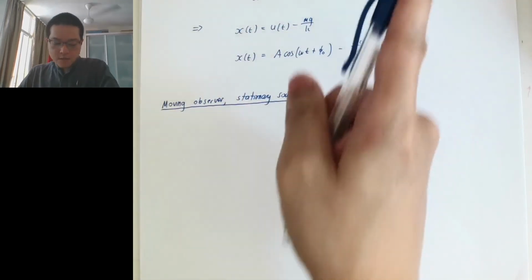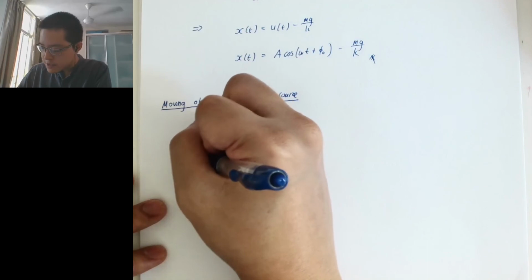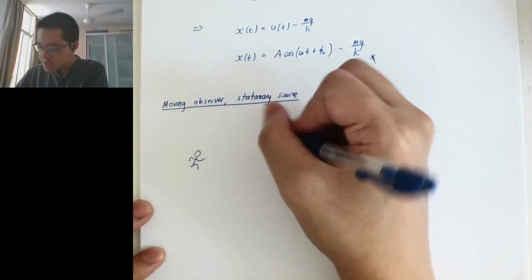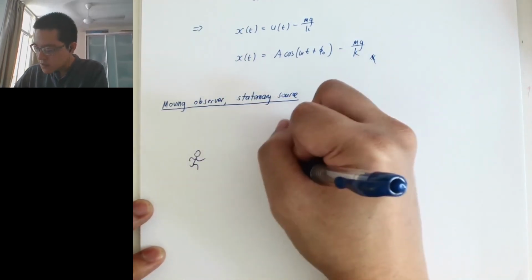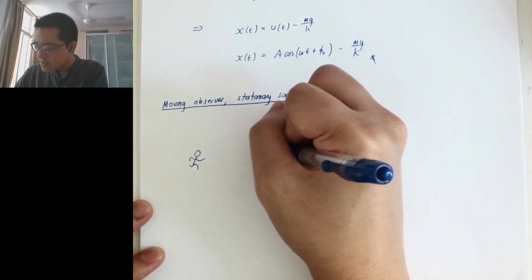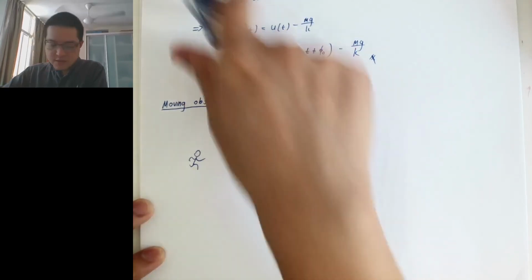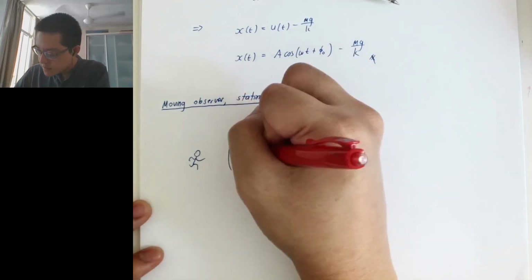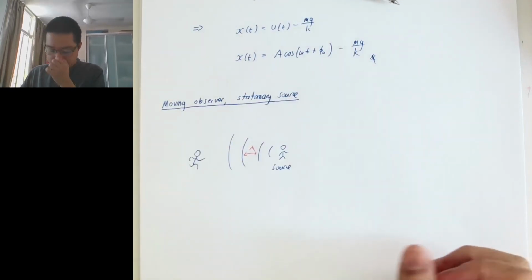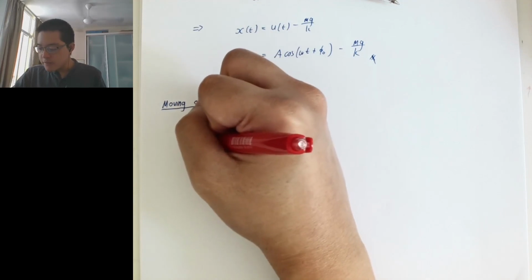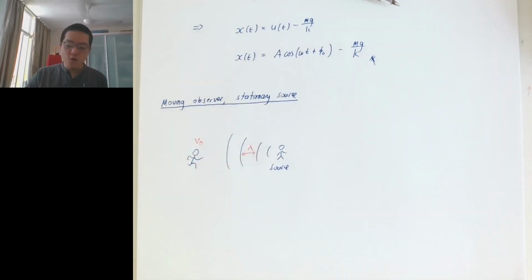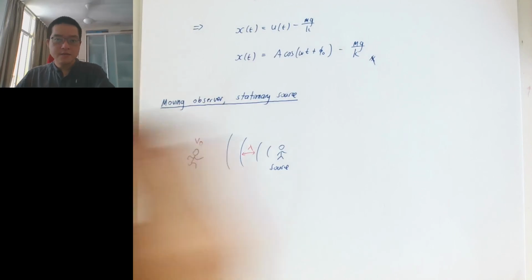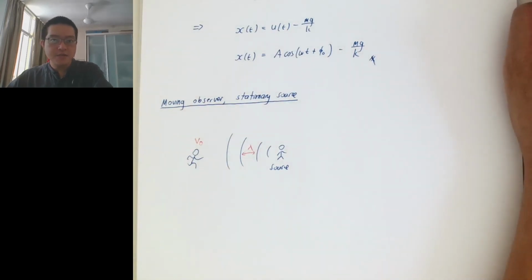Okay, so I'm about to draw an ugly picture. The nicer picture is in the lecture notes. So I have a source here emitting a sound. The sound has a wavelength of lambda, and the observer is moving at the speed of v observer, so v_O. So the situation is like this in the lecture notes.